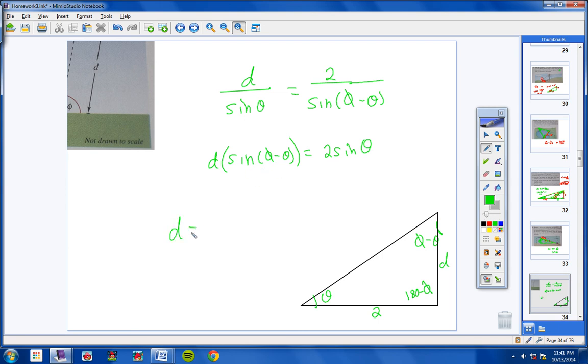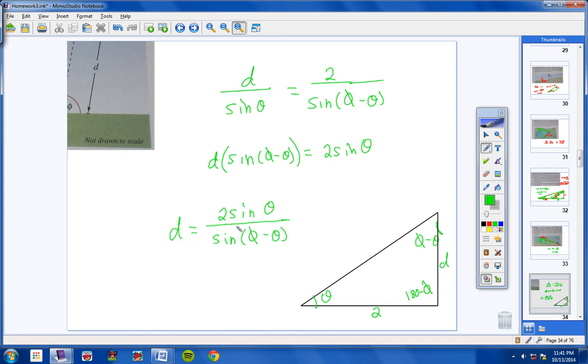D equals 2 sine theta over our denominator right here. Look at that. We did it, guys. We have distance in terms of theta and this other angle here. Okay? So we did it. We're done. That's all they wanted. They just wanted you to get d by itself and have a formula.